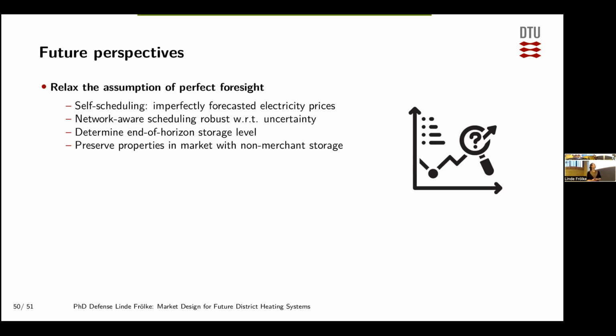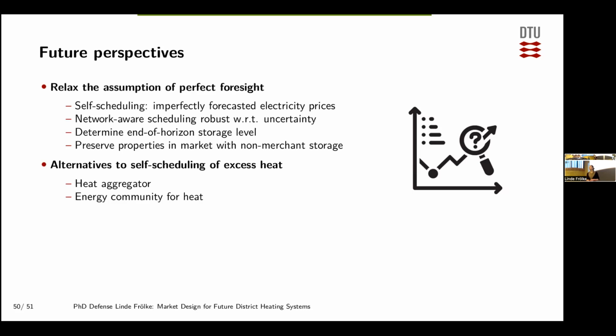And for the work on storage, one way to deal with the uncertainty would be to find ways to optimally determine end of horizon storage levels based on certain predictions of the future. And another direction there would be to reformulate the market design so that some of the market properties can be guaranteed also under uncertainty.